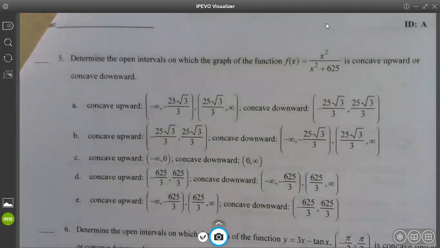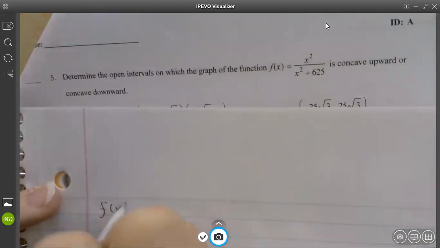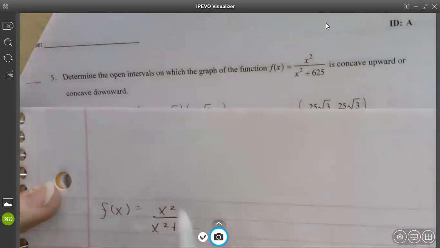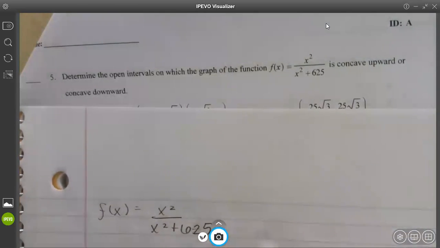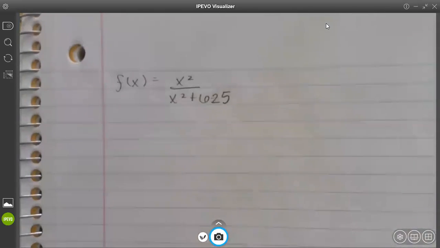So I'm gonna grab a different sheet of paper because otherwise I'm gonna have to squish it up. I had to write all over my little margins. So we had f of x equals x squared over x squared plus 625. And again, I had plenty of room on my paper, I just don't want to do that to you where you have to look at it really tiny. Okay, so I'm just using a different sheet of paper.